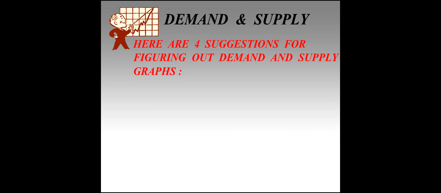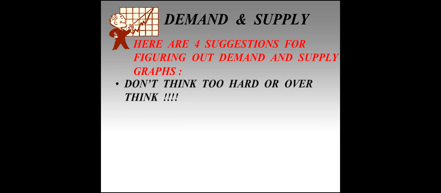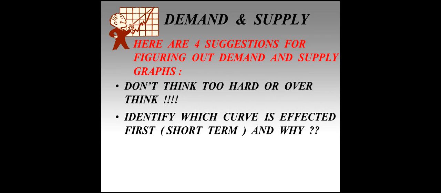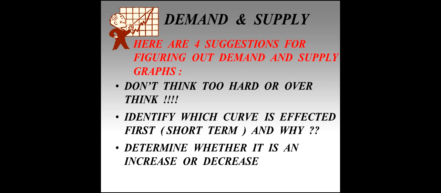Before we begin looking at examples, here are 4 suggestions for figuring out demand and supply graphs based upon market condition changes. First, don't think too hard or overthink what's going on. Second, identify which curve will be affected first, meaning in the short term, and why. Then determine whether it's having an impact as an increase or a decrease in the market for that particular curve, and then just draw it.